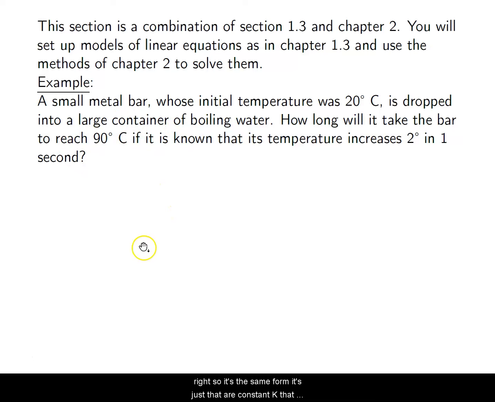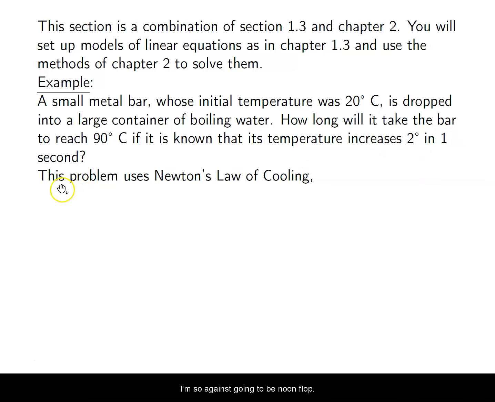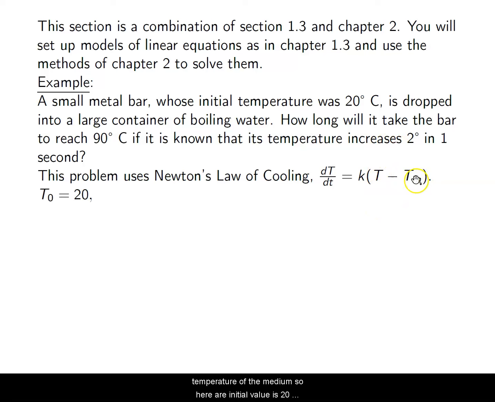It's just that our constant K that we had in that formula that we saw in chapter 1.3 will be positive because we are now having growth instead of a decrease, right? We are increasing to an ambient temperature rather than decreasing to an ambient temperature. And if you look here, it looks like we have a rate of increase, right? It increases 2 degrees every 1 second, okay? So again, this is going to be Newton's law of cooling, right? Which is the derivative of the temperature at time t is equal to a constant times the temperature function minus the ambient temperature, right? The temperature of the medium.